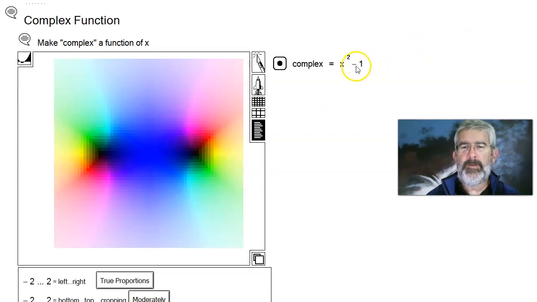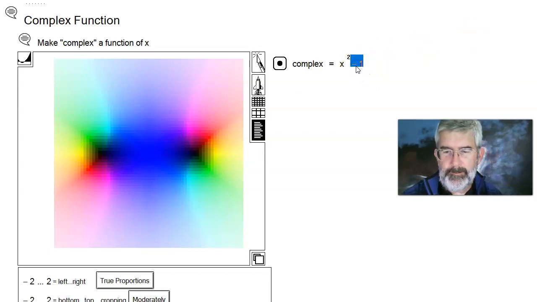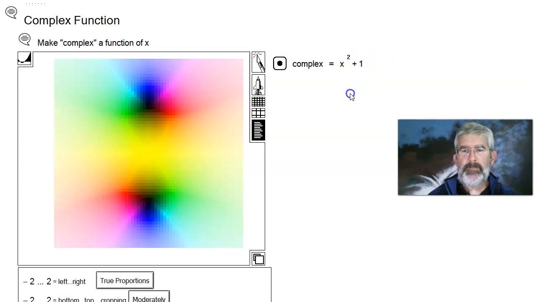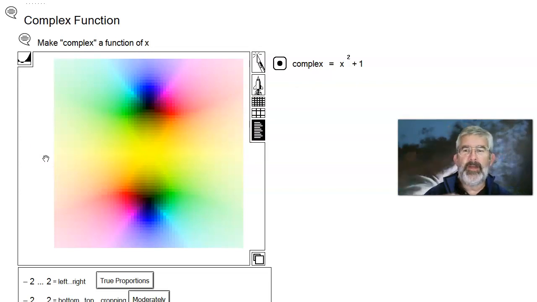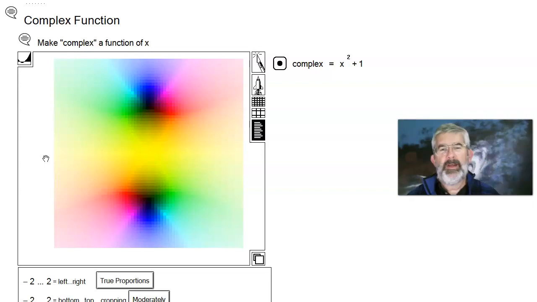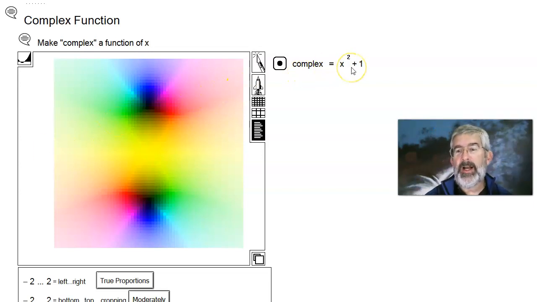Let's change this to x squared plus 1. Notice across the real axis, it's all shades of yellow. It doesn't hit the x-axis. It's a parabola, but it stays above the x-axis. The x-intercepts for this function are at i and minus i, and I see them right here, this black spot and this black spot, on i and minus i.